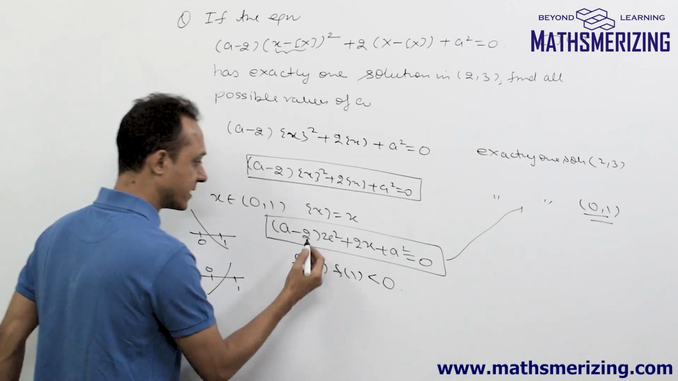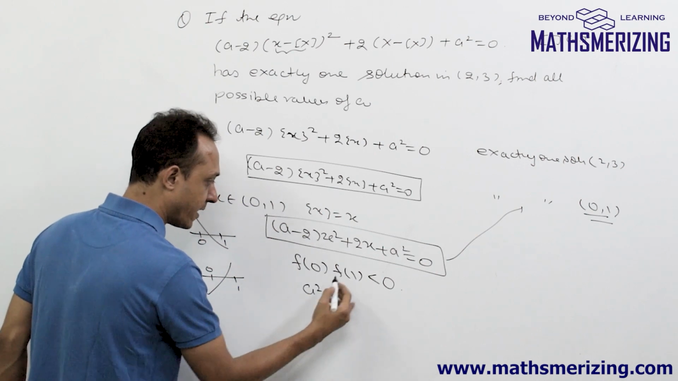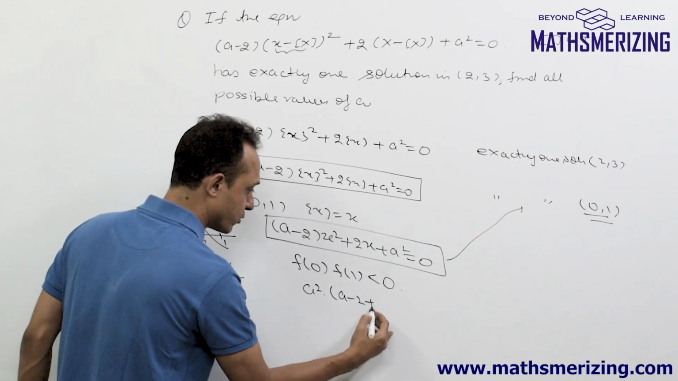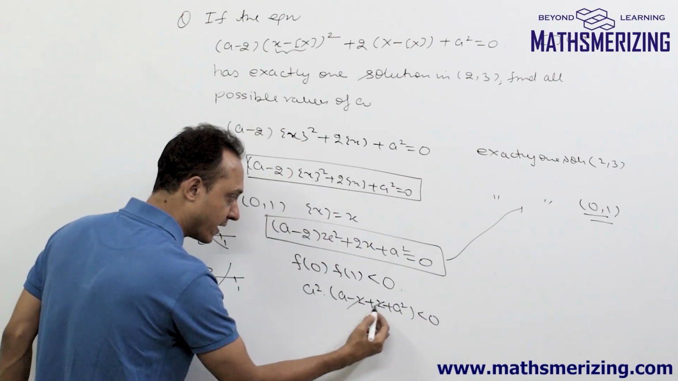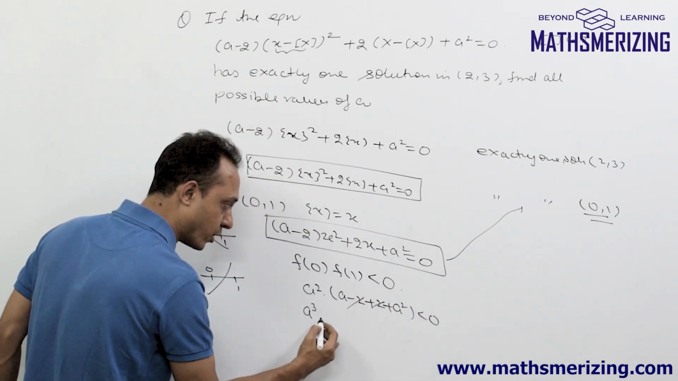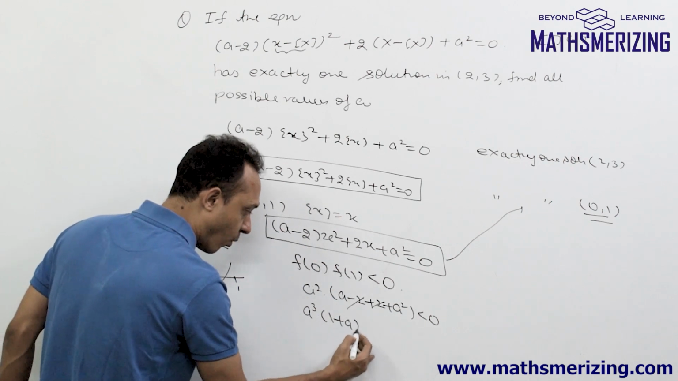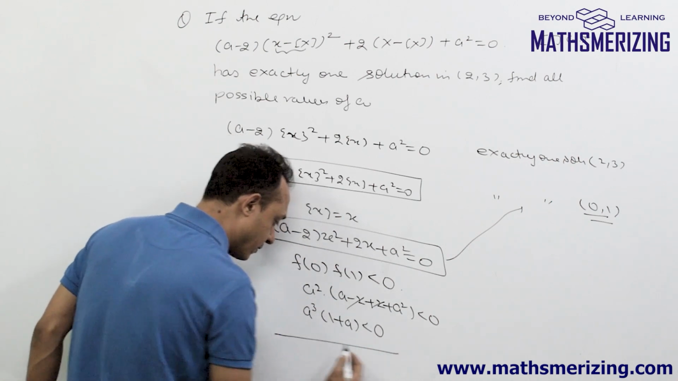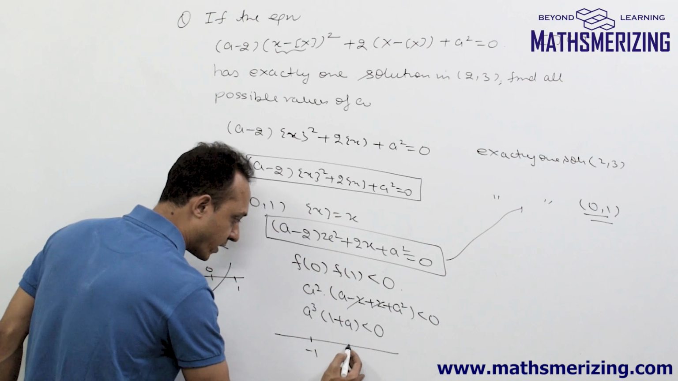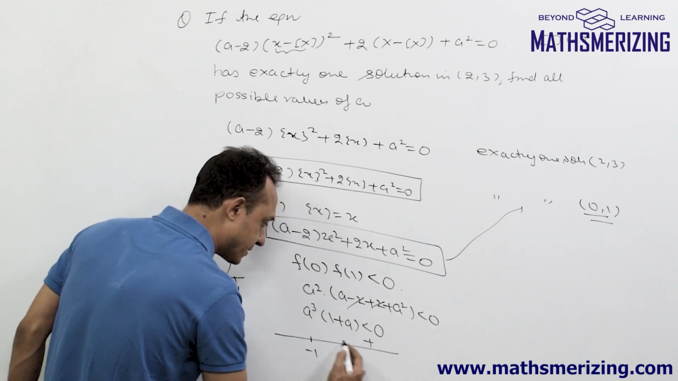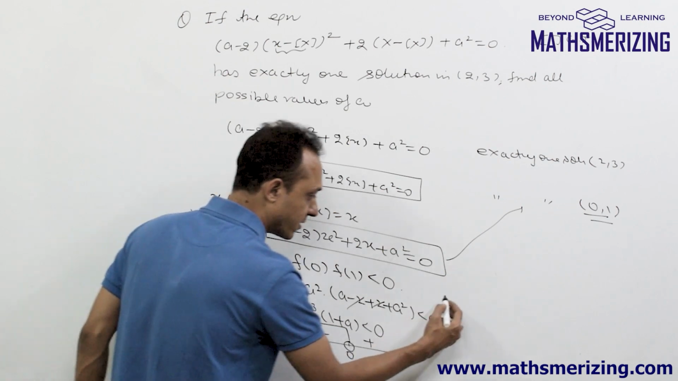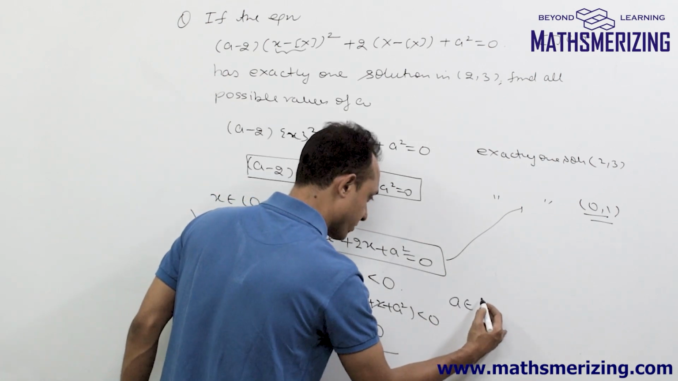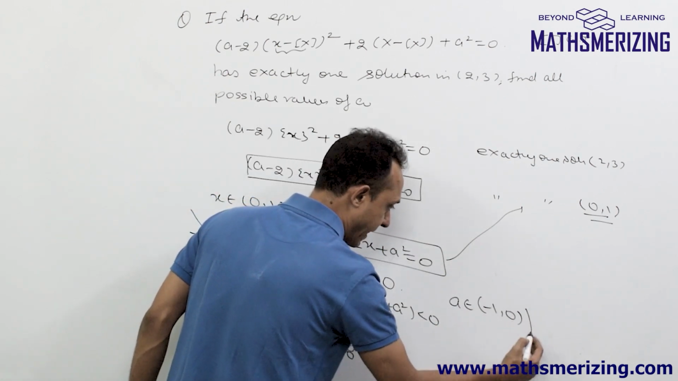If I write f0, what is f0? f0 is simply a square. And what is f1? f1 is a minus 2 plus 2 plus a square, and the product should be less than 0. So 2 and 2 will cancel. I'll take a common. So there will be a cube into (1 plus a) should be less than 0. So the critical values will be minus 1 and 0. So there will be plus, minus and plus. So I need minus. So the answer to this question will be that the value of a should lie between minus 1 and 0.